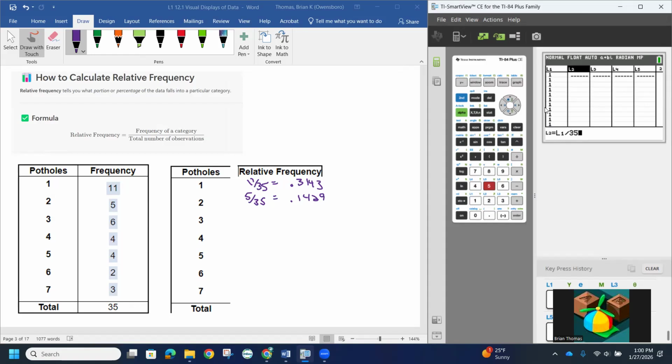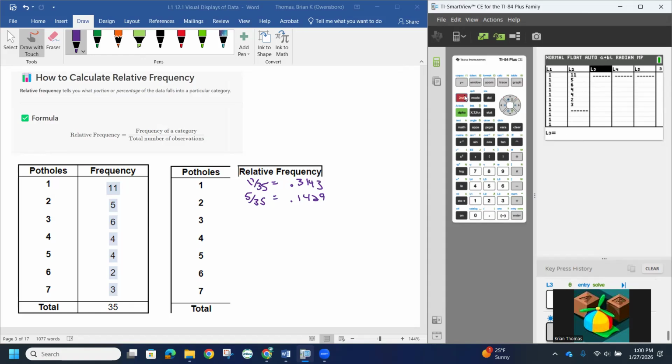Oops, I don't have my frequency yet. So back up here, in L2, let's put our frequencies in first, and then we'll do that. So in L2, we have to go 11, enter, 5, enter, 6, enter, 4, enter, 4, enter, 2, enter, 3. I actually have to have my frequencies in there first. So if we move over to L3, L3 is going to be these L2s divided by 35.